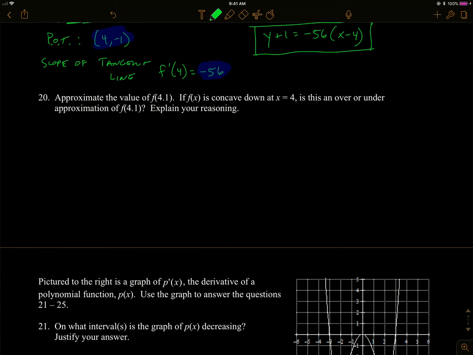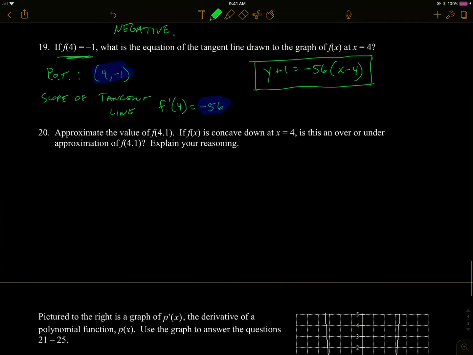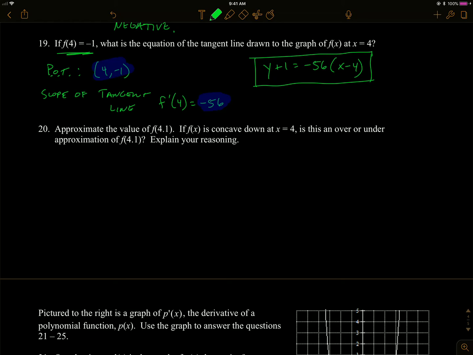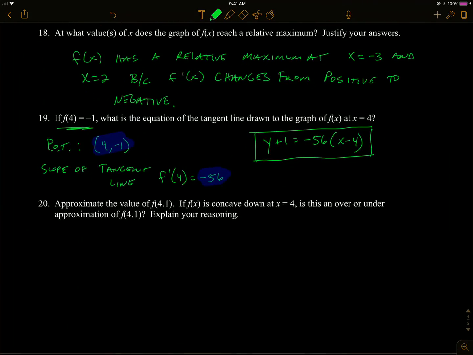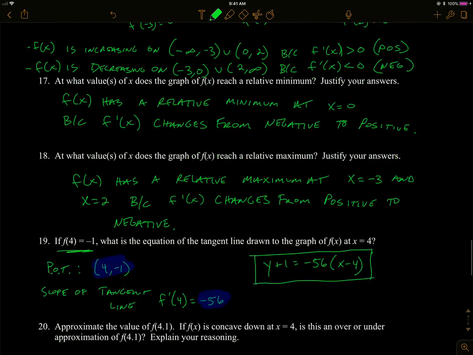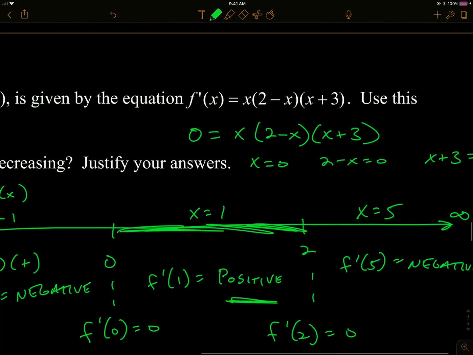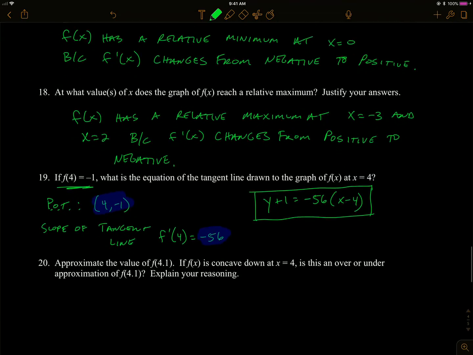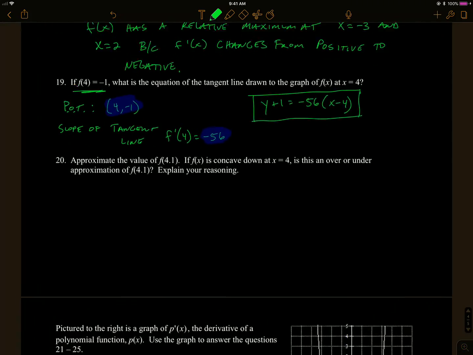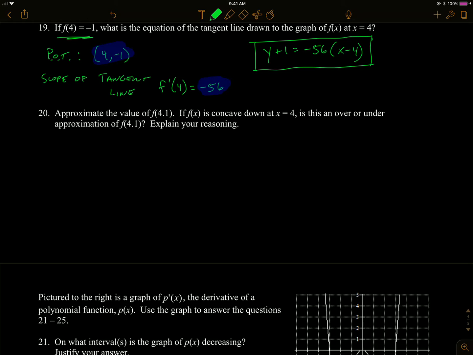All right, approximate the value of f of 4.1. So again, we just came up with the equation at 4. Now they're going to pick a point really close to 4, 4.1, and want an approximation. So we can just plug our 4.1 into our tangent line. We can't plug it into f, because we don't even have f. We have f prime. So the only thing we can do is approximate, and we can understand if our approximation is too high or too low.